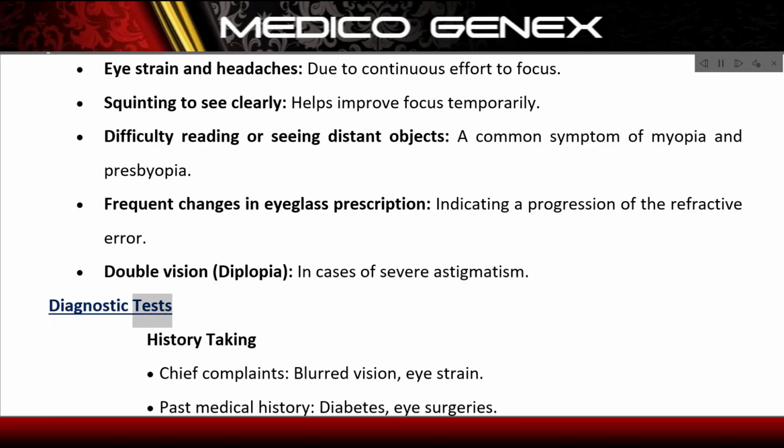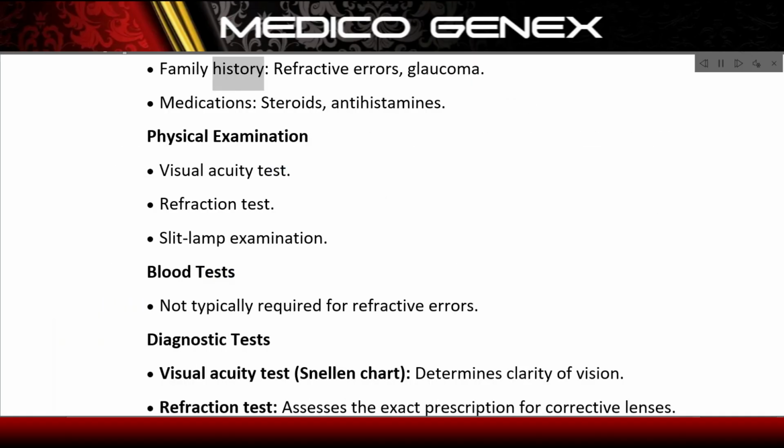Diagnostic tests. History taking. Chief complaints: blurred vision, eye strain. Past medical history: diabetes, eye surgeries. Family history: refractive errors, glaucoma. Medications: steroids, antihistamines. Physical examination: visual acuity test, refraction test, slit lamp examination. Blood tests.